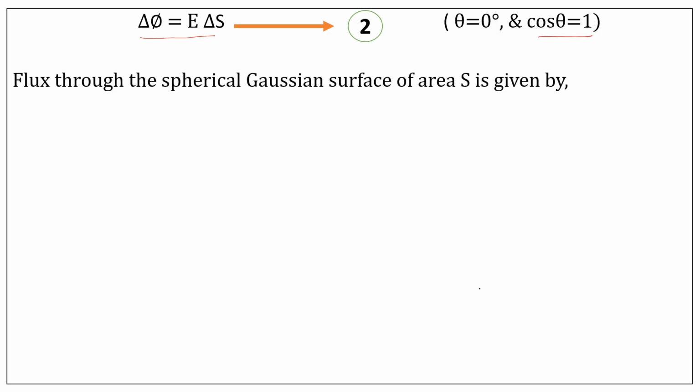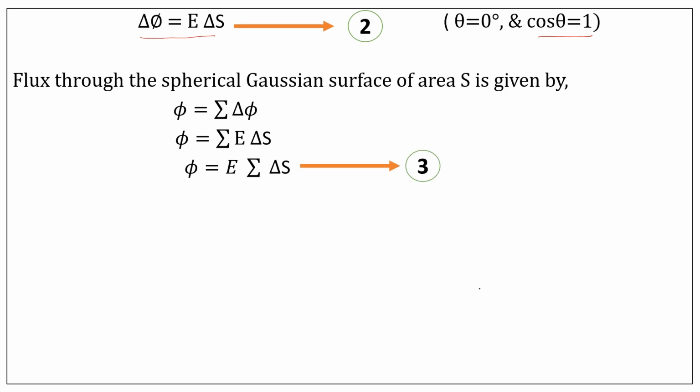Now, flux through the spherical Gaussian surface of area S is given by phi is equal to summation of delta phi. That is, phi is equal to summation of E delta S. The equation can be written as phi is equal to E into summation of delta S. Mark it as equation number 3.